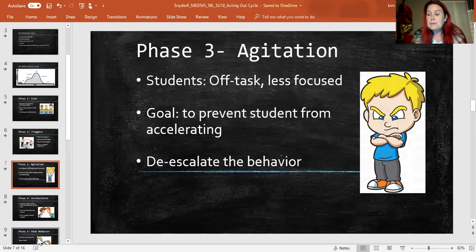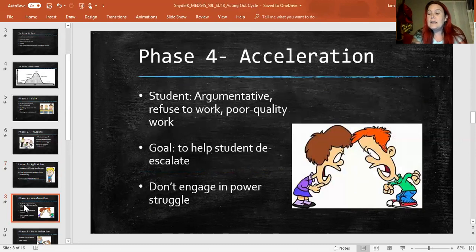Talk with the student. See what's going on. Ask the questions. Give the student some options to choose from. This can be a difficult phase. If not addressed promptly and effectively, the student can begin to accelerate. The fourth phase of the acting out cycle is acceleration.